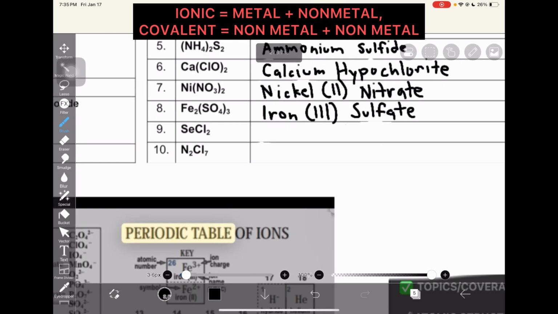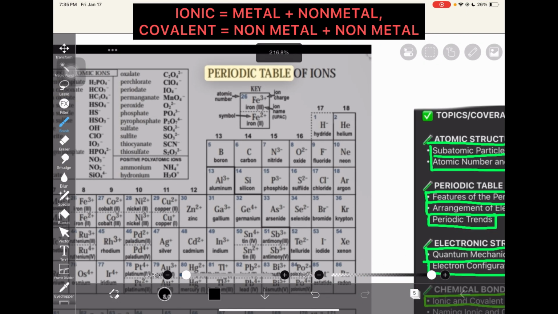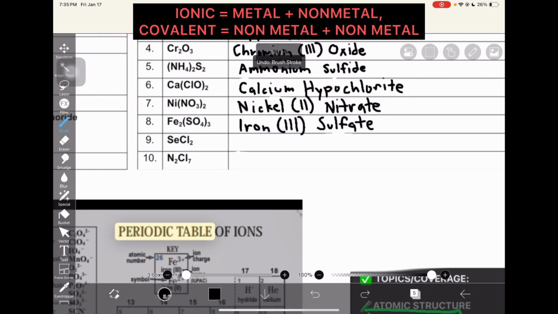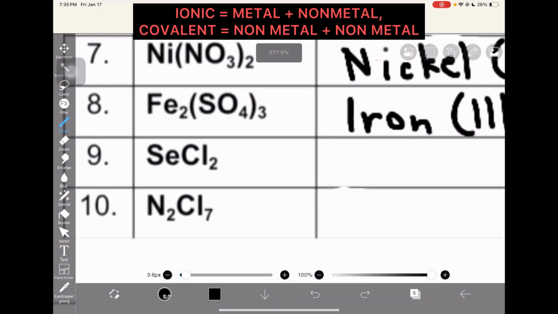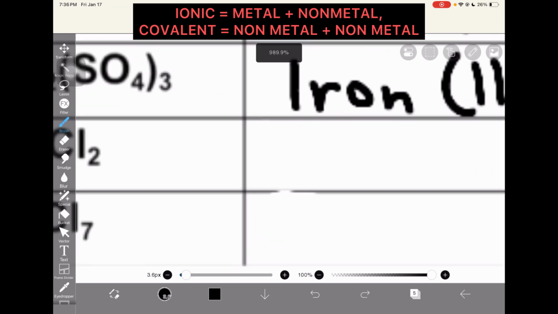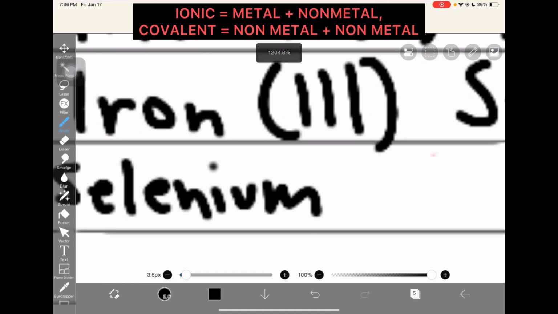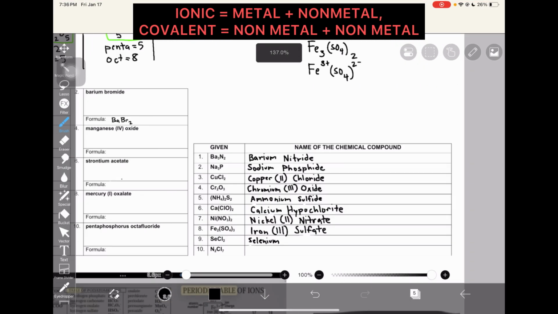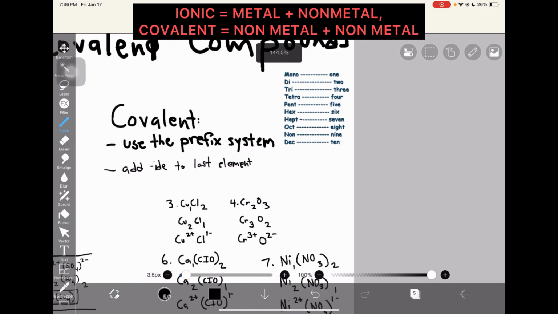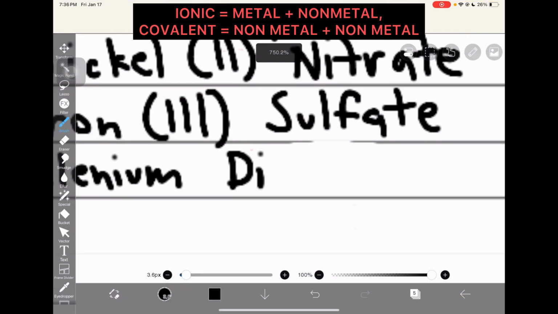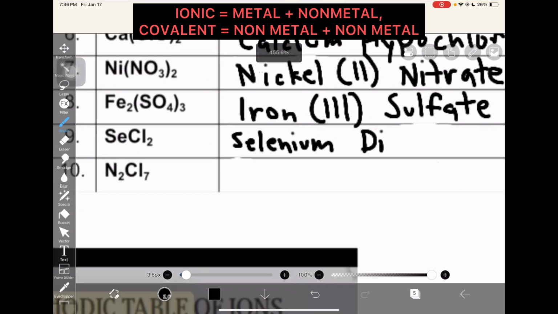Numbers 9 and 10, let's check. Selenium, Se, and chloride. Both nonmetals, so we can just use the prefix system. You can add mono here if you want. It's okay to not add mono, since if it's the first element, it's optional. So we just put selenium, and then chloride with 2 is dichloride. We now add the prefixes because these two are nonmetals and that makes a covalent bond. Covalent bonds use the prefixes.